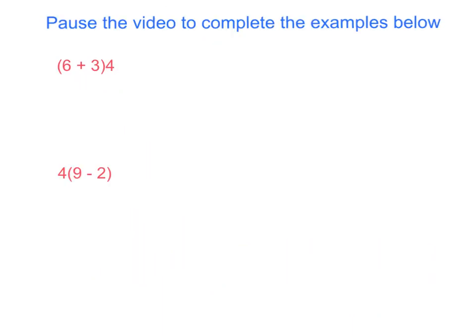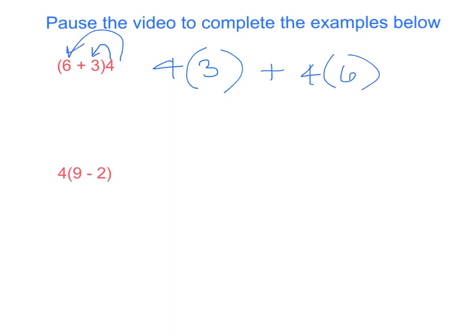Pause the video to complete the examples below. So for the first example, we have 4 times 3 plus 4 times 6. So we have 4 times 3, which is 12, plus 4 times 6, which is 24. You can solve to get 36.